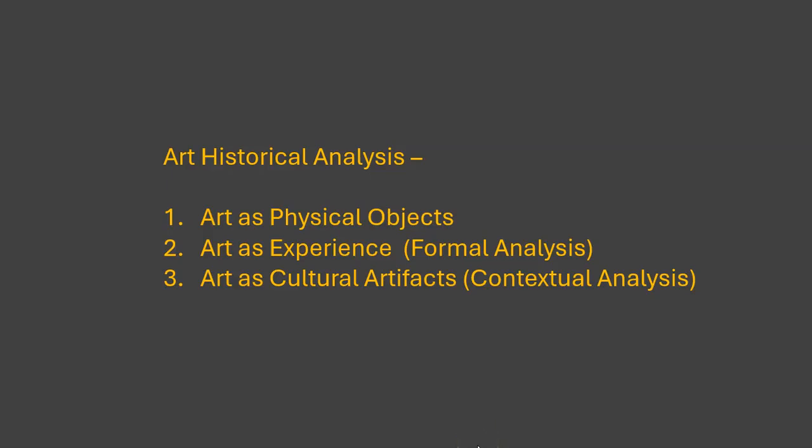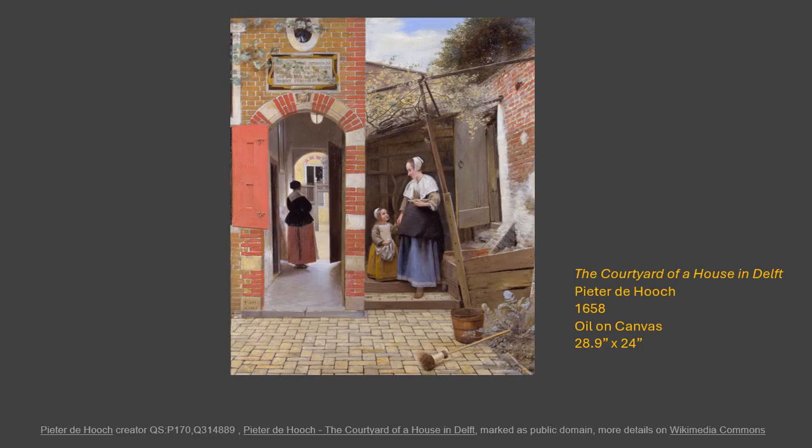There are three ways to analyze artworks. One, art as physical objects. Two, art as experience, which is also known as formal analysis. And three, art as cultural artifacts, which is also known as contextual analysis. Now, let's take a look at this painting here by 17th century Dutch artist Pieter de Hooch and see how the three different ways of analysis are used.